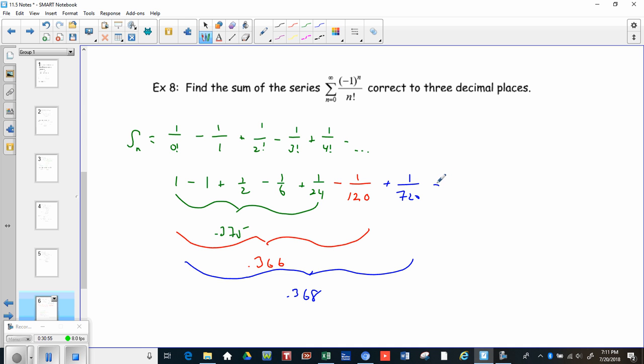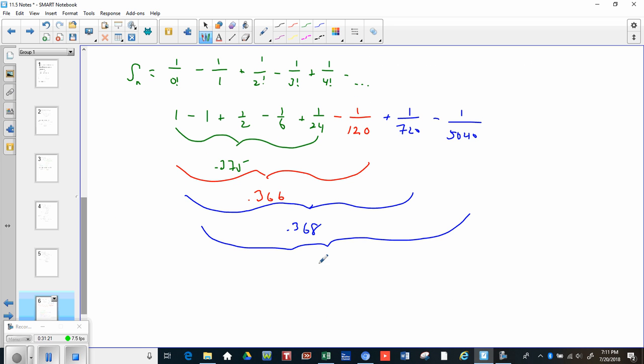Minus, oh boy, what is that going to be? I'm going to have to plug this in the calculator. 7 factorial is 5040, and yes, I had to plug that in the calculator. I did not know that one. So we're going to subtract 1 over 5040, and when I do that, again, this is just doing partial sums here, that's going to give me 0.368, rounding.